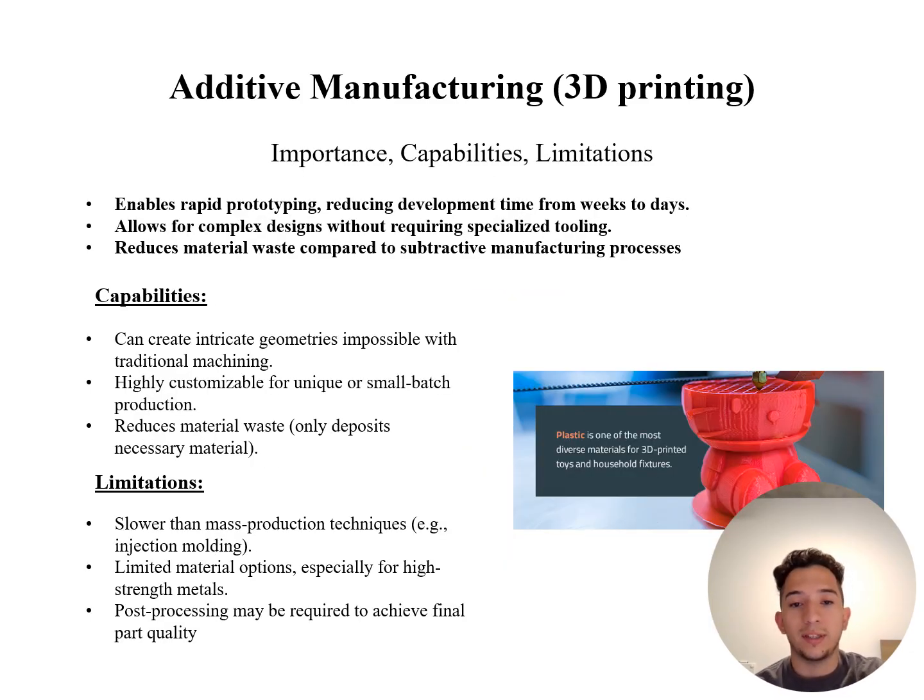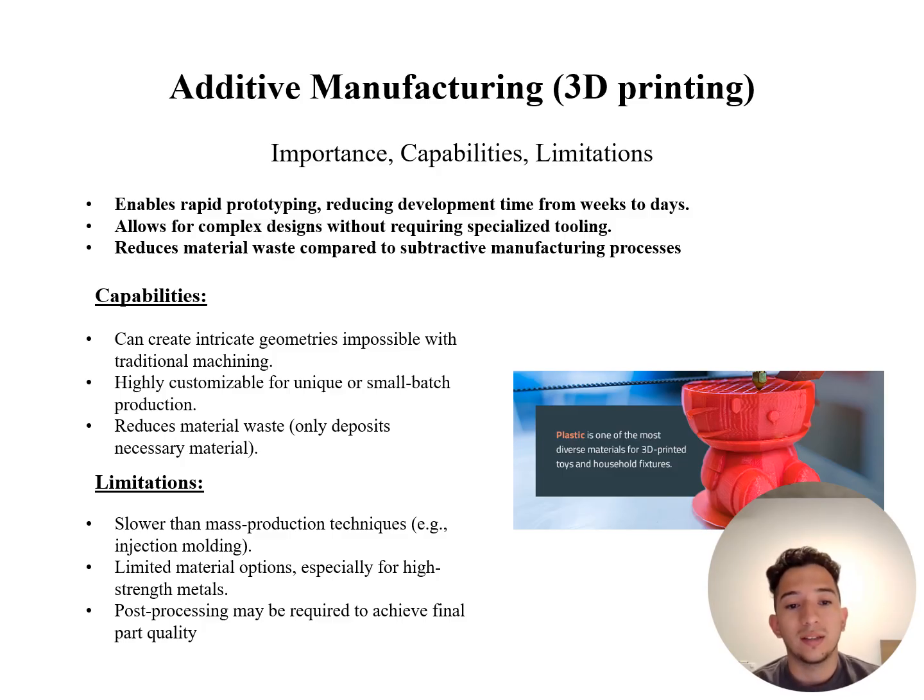Importance, capabilities, and limitations. First up, importance. It enables rapid prototyping, reducing the development time by a lot. Allows for complex designs without requiring specialized tooling because you only need one 3D printer. And then it reduces material waste compared to subtractive manufacturing processes. Like if you have a block of metal and then you need to make a part, you're shaving off all the metal. But when you're 3D printing, you're only using the material that you need to make the part and nothing extra aside from like supports.